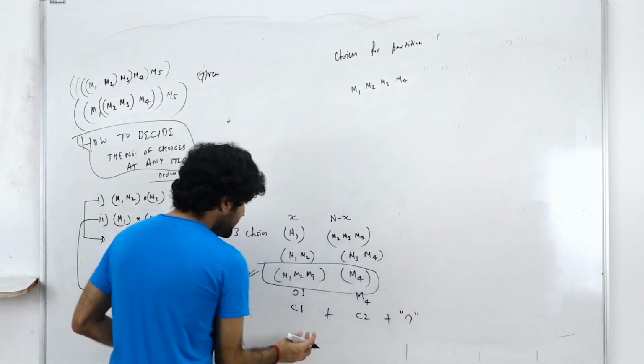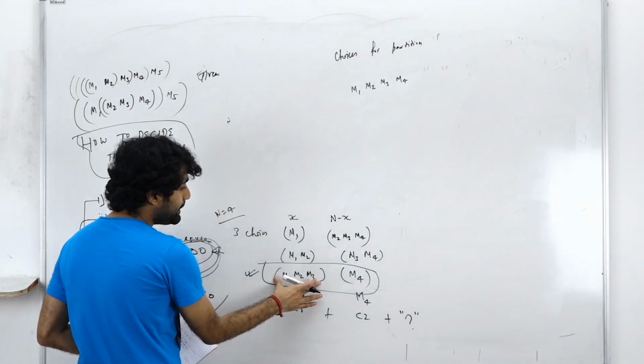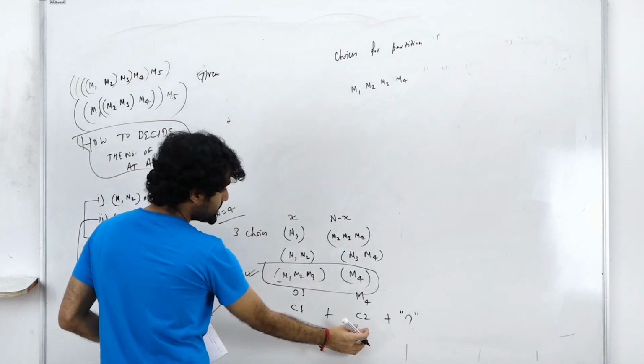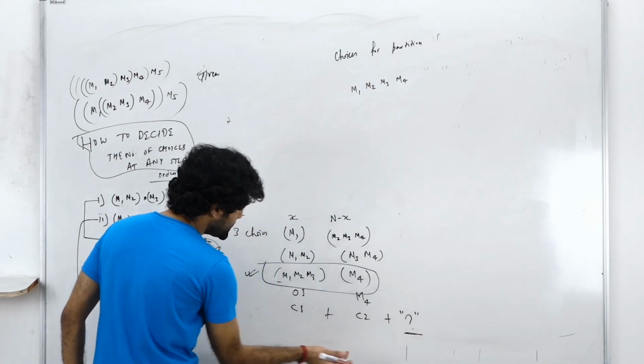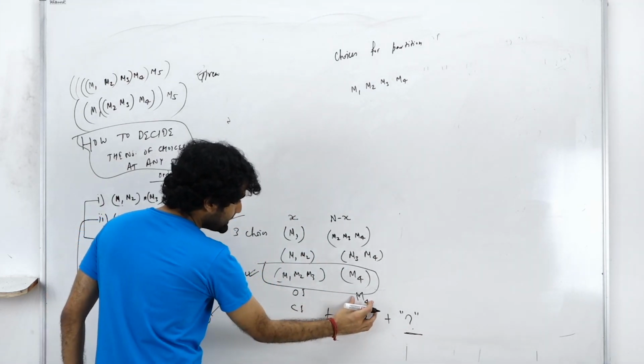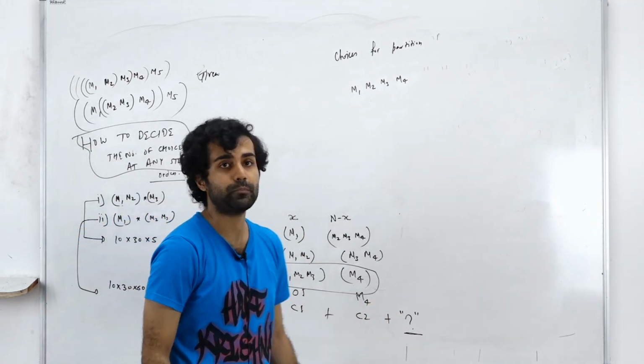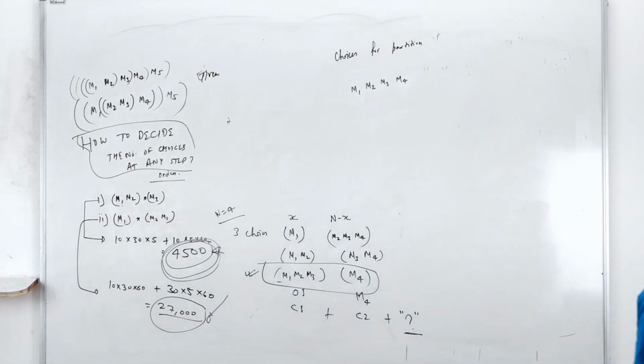Why something else? Because C1 is the cost of this independent multiplication, and C2 is the cost of this independent multiplication. But now there is a final multiplication also, of the result of this and the result of this. Are you getting my point? Yes or no?